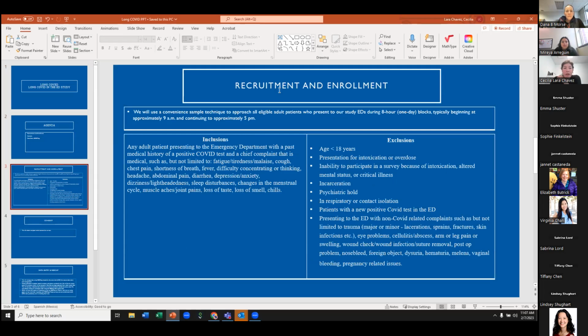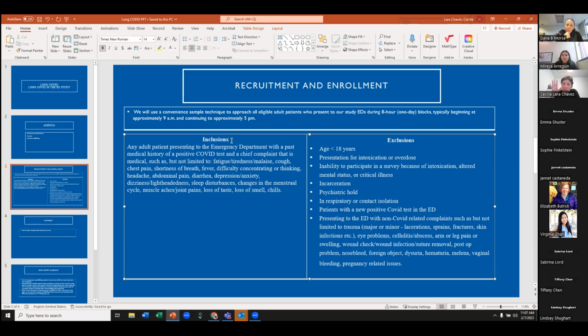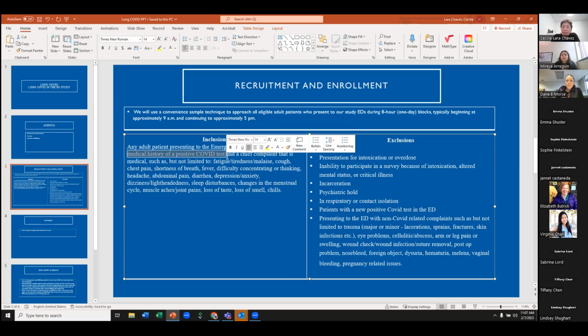For the recruitment part, we will be using a convenience sample technique to approach all eligible adult patients who present to the ED during the 8-hour one-day blocks, which is typically around 9 a.m. to 5. So the inclusions, when you look at your tracker, basically anybody that's an adult patient in the ED, and then this part with the past medical history of a COVID test, that you won't find out until you actually talk to the patient and you're screening them in person. So you won't see this in the chart.